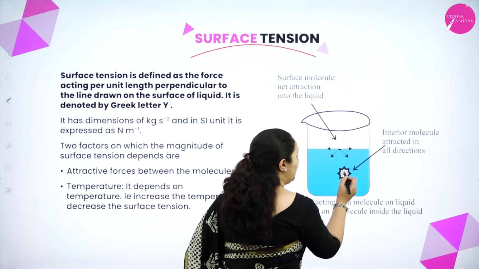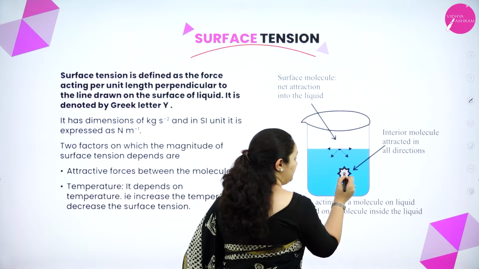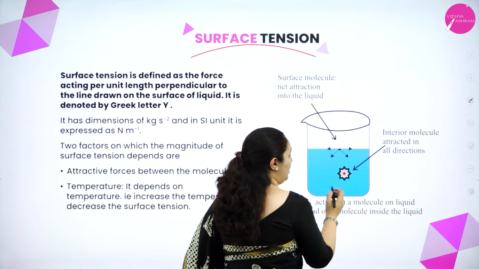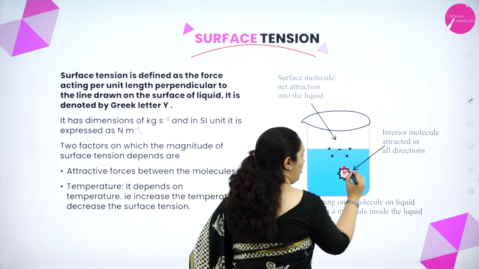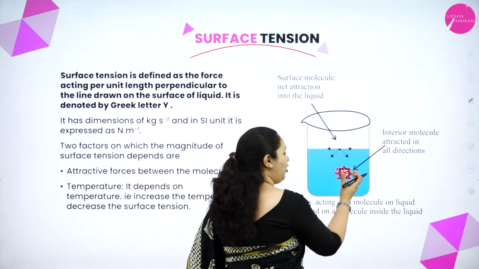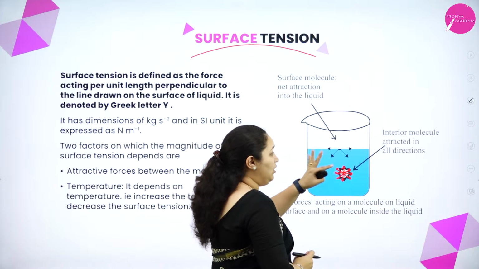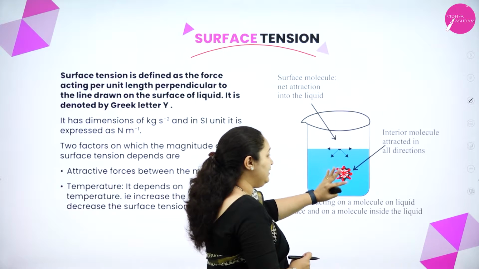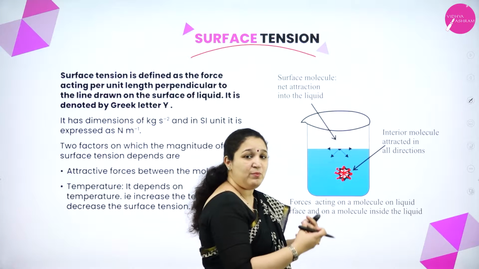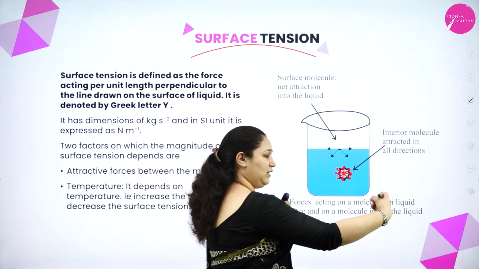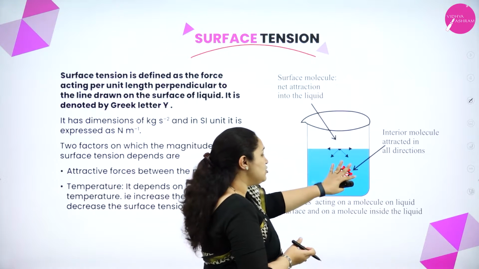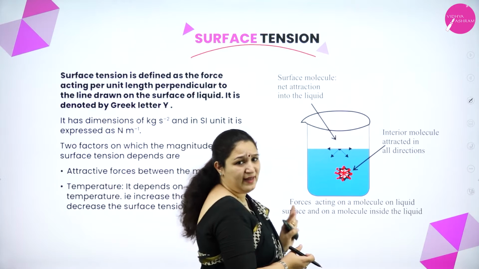I shall consider a molecule of a liquid which is inside the liquid. Now this molecule will experience the force in all directions, isn't it? It is pulled equally and oppositely from all directions. So interior molecules attracted in all directions do not have any net force acting on them, because whatever is there, it is equal and opposite. From this side it is pulled, on the other side also it is pulled. So it is equal and opposite to one another. So it is attracted in all the directions.